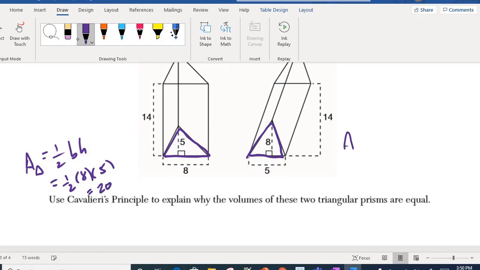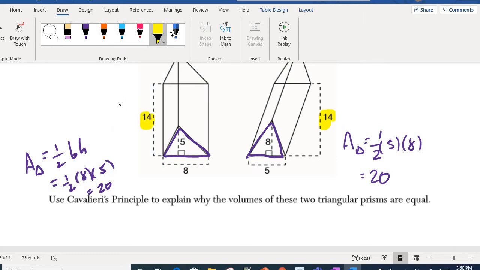And then couldn't you argue that the area of the triangle in the other one is really the exact same thing, except this time the base is 5 and the height is 8. So, I mean, they're the same dimensions. We're just flip-flopping them. So what Cavalieri's principle says is that volumes are the same if they have the same base area at every level and the height's the same. Well, what do you notice about the height?